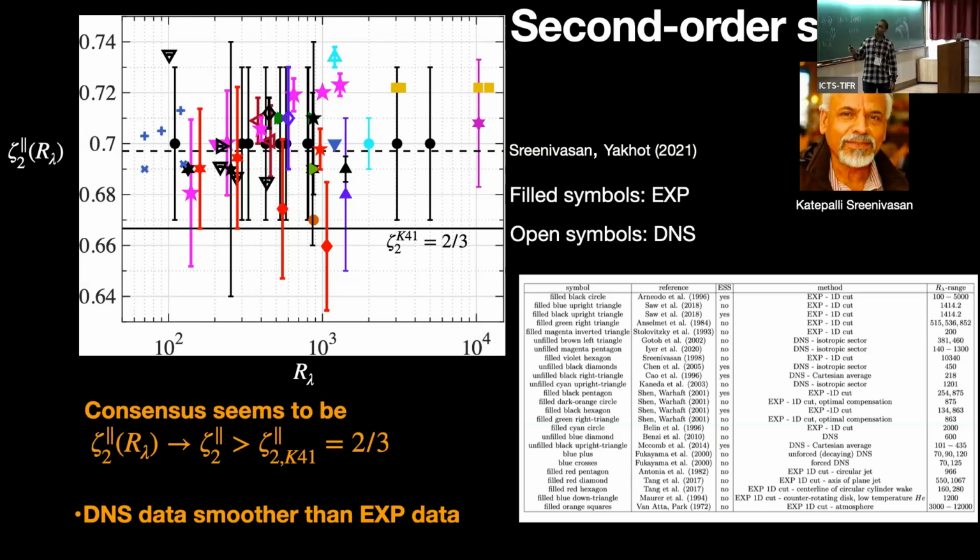But you see that the consensus is that the majority of the data is lying above the self-similar prediction. You also see that this DNS data is smoother than the experimental data. And you see the DNS data here, the symbol here is Goto's data. You see that it's closer to 2 than the experimental data, which is the solid symbols.